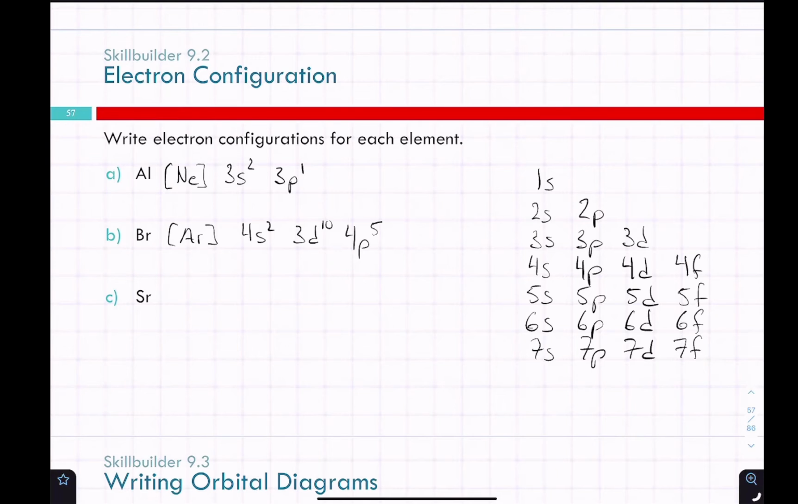Only 10 electrons can fit in the d section? Only 10 in the d because it has 5 orbitals, 5 orbitals that can fit 2 each.